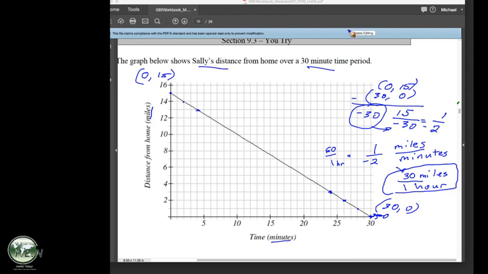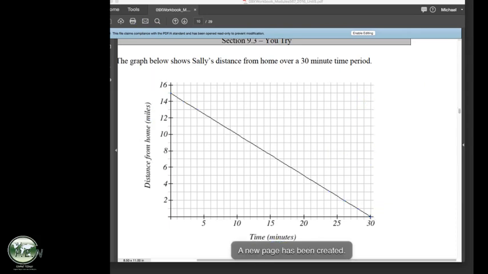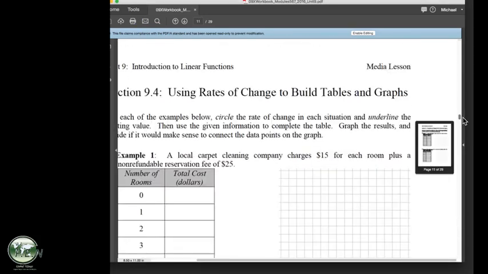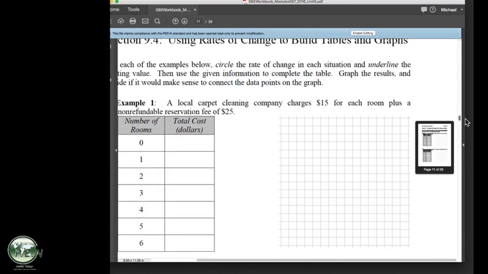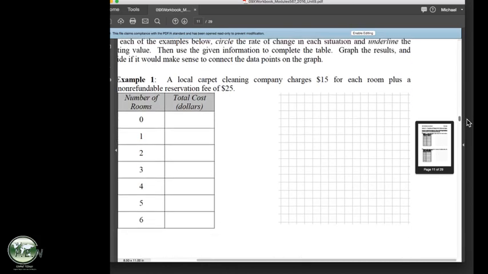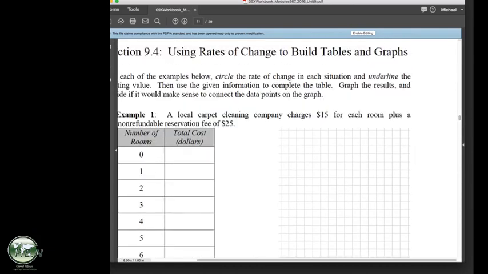Okay, let's just take, this was 9.3. I think we get to applications here pretty quick, so you can answer all these questions about it. Okay, so here's an applied problem. Let's see how we can do this.